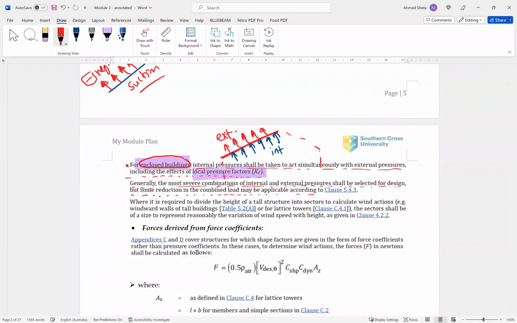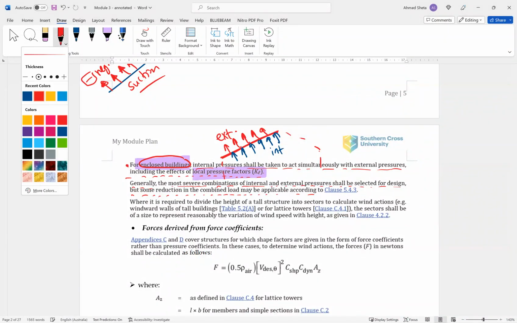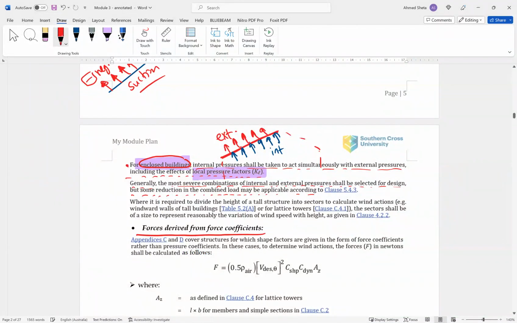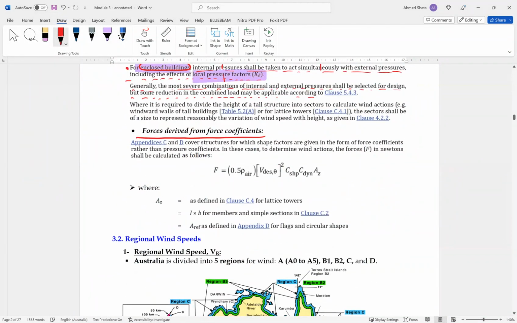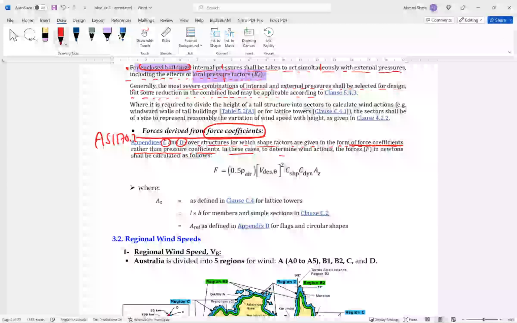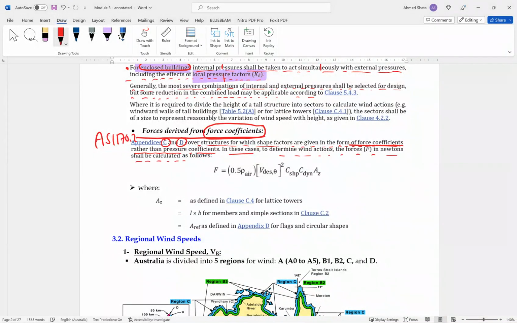The next point we have is the forces derived from force coefficients. In some cases, we have to get the forces using the force coefficients, not by pressure. So there are two procedures, and this is the second procedure. Appendix C and D in 1170.2 cover structures for which shape factors are given in the form of force coefficients, not pressure coefficients. In these cases, you cannot find the wind action from the pressure, and you can find it only from the forces.